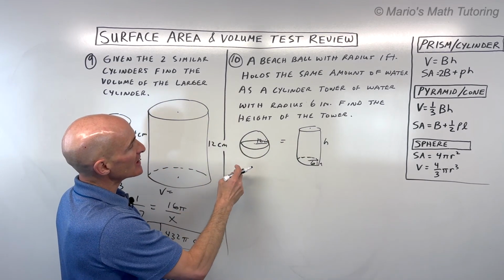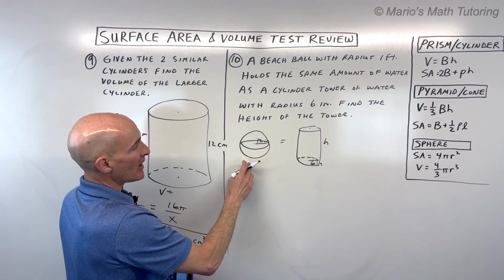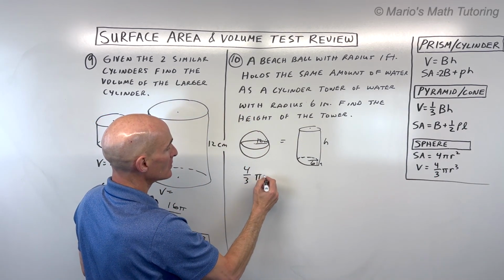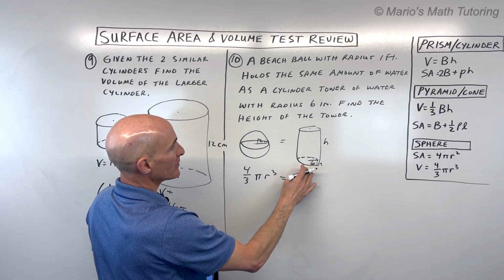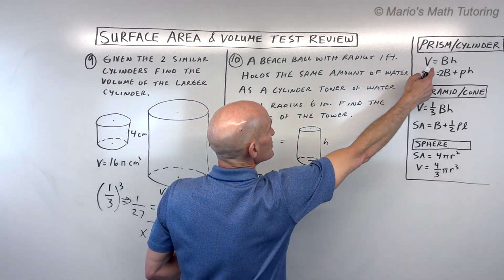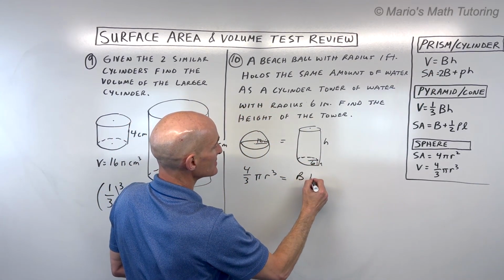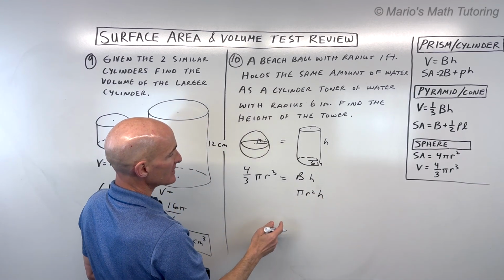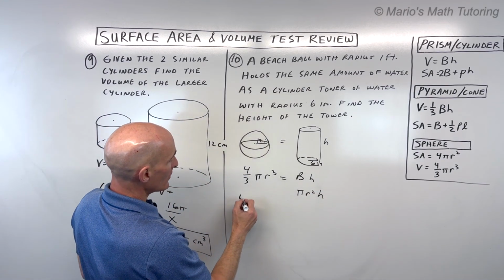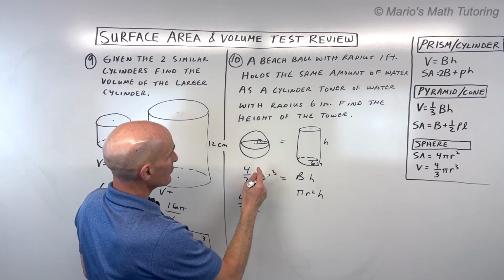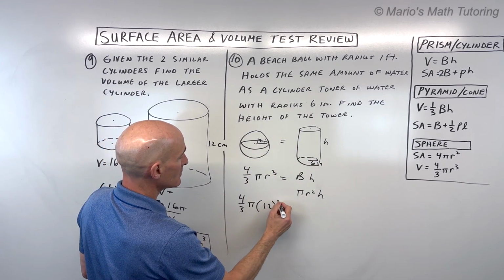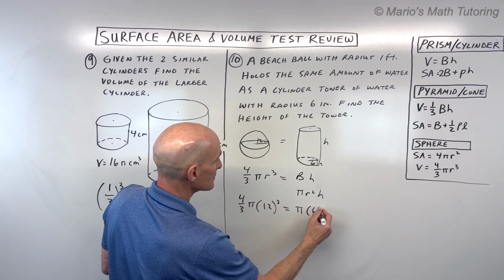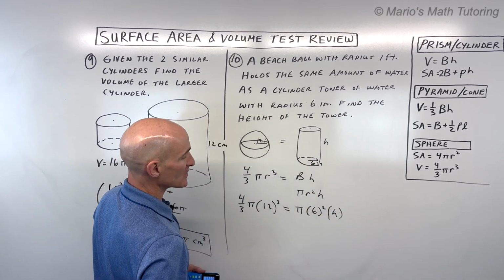And what's interesting is that the two volumes are the same. The volume of a sphere we know is 4/3 pi r cubed, and that's going to equal the volume of the cylinder, which is this formula here, area of the base times the height. The base is a circle, so that's pi r squared times the height. Let's put in what we know. Here the radius is 12. Here on this side the radius is 6, but we don't know the height. That's what we're solving for.